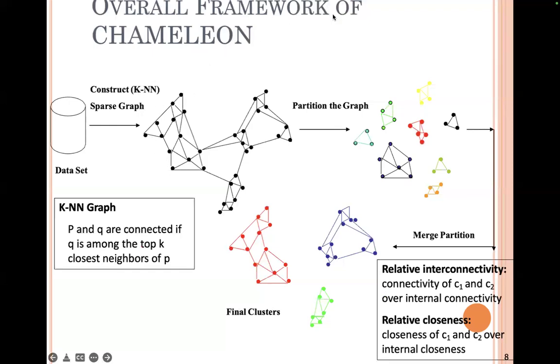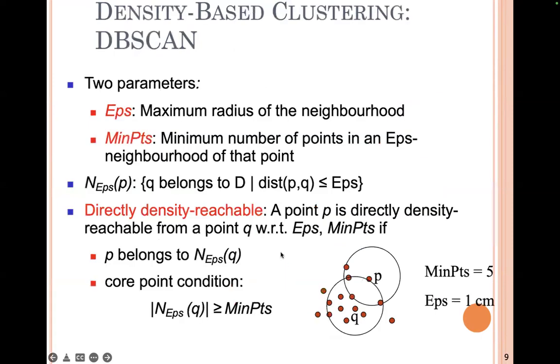Basically, if possible, because time is very less now, I will take one class on KNN also. Just 1 minute. Now, density based clustering.